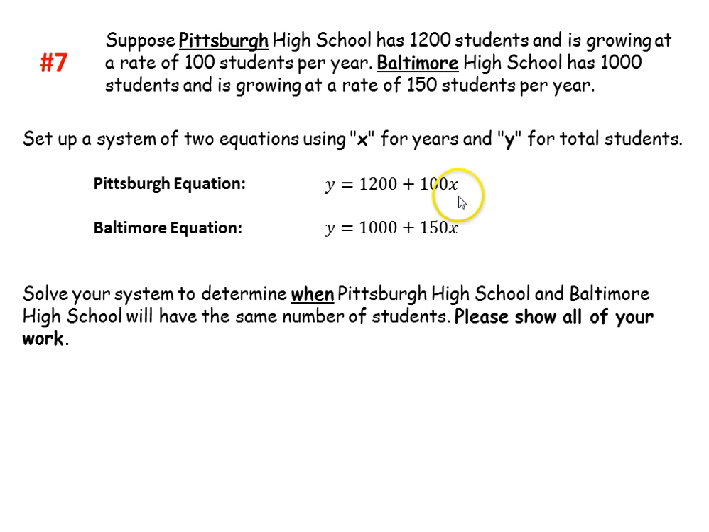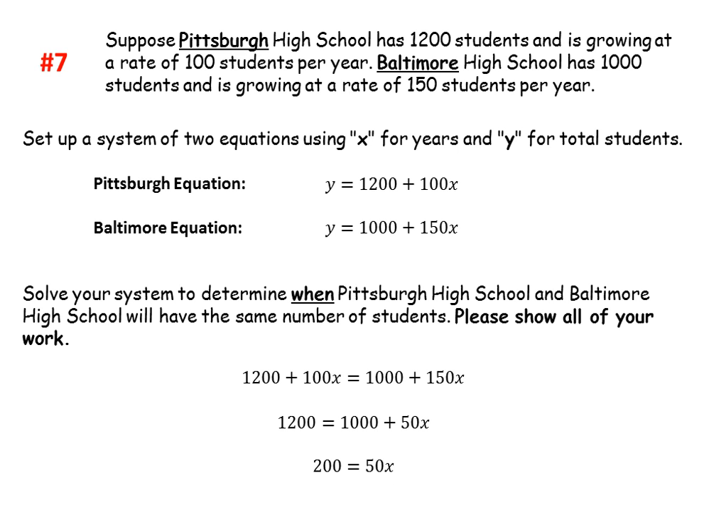These equations, once we evaluate them, represent how many students there are, and we want these 2 amounts to be the same. We want Pittsburgh's amount of students, which is represented from this 1,200 plus 100 times x, to be the same as Baltimore's amount of students, 1,000 plus 150 times x. So we're going to use algebra to solve. I subtract 100x on both sides, then I'm going to subtract 1,000 on both sides, and then I'm going to divide by 50.